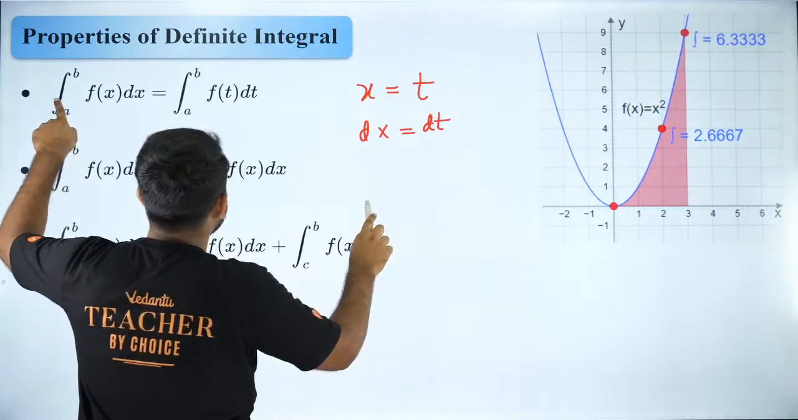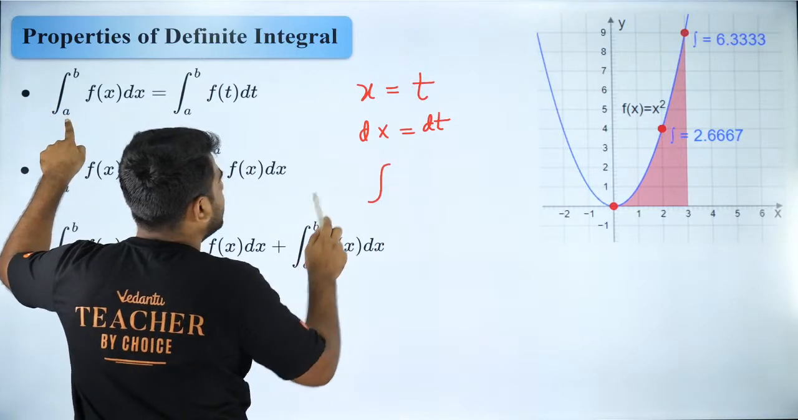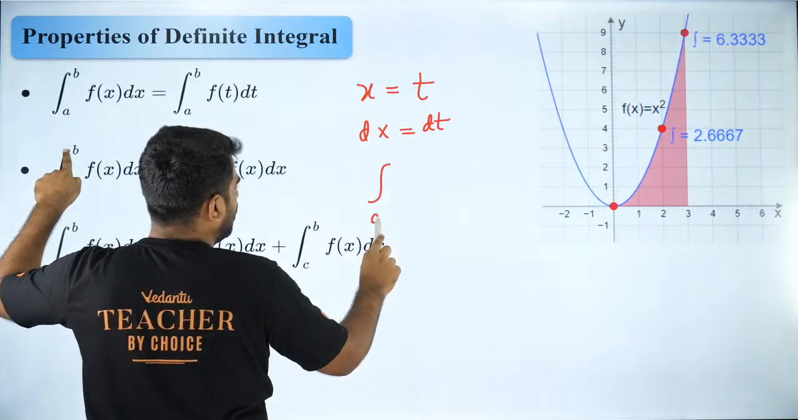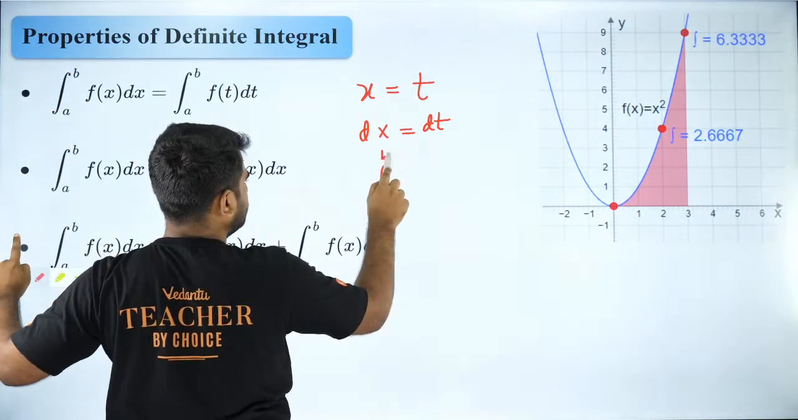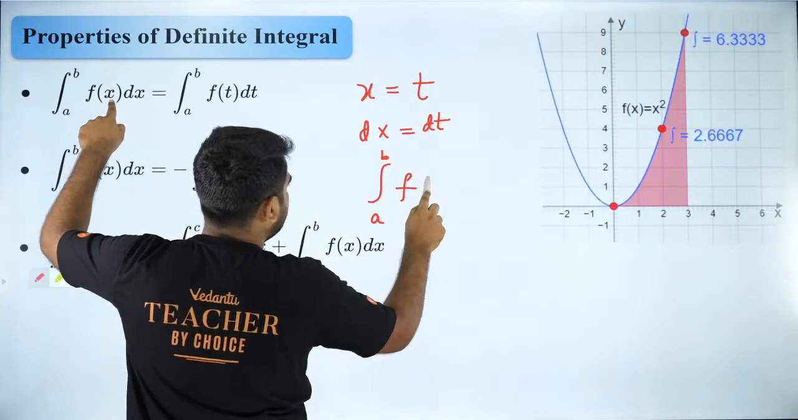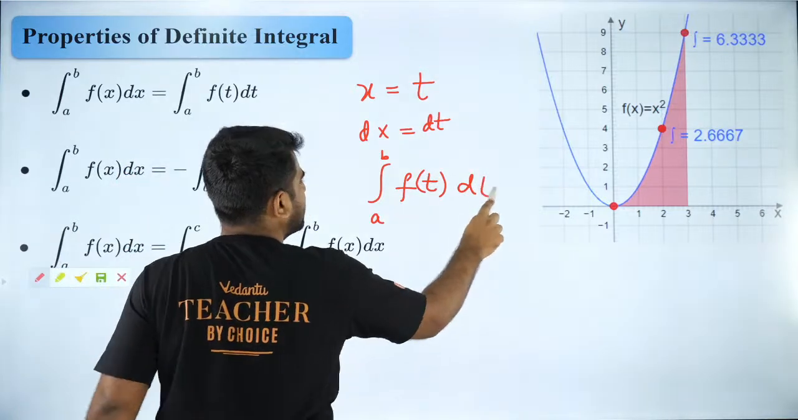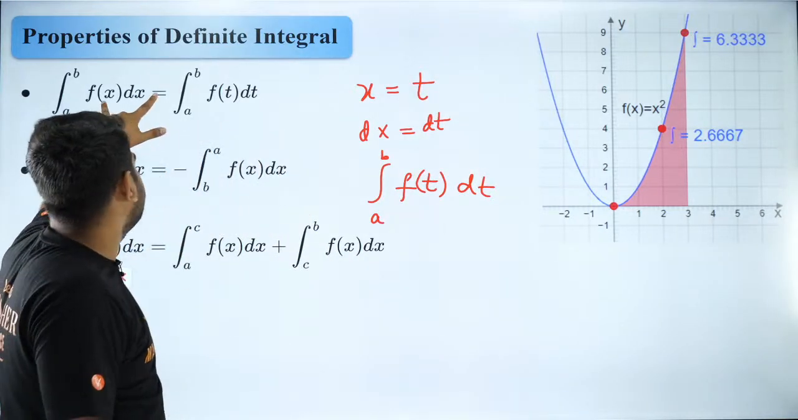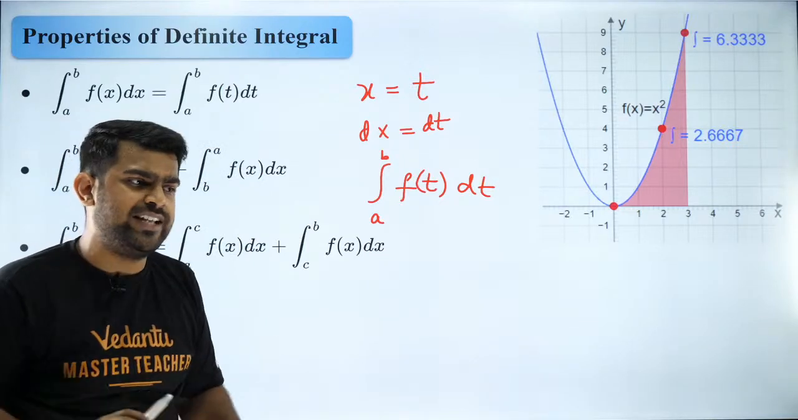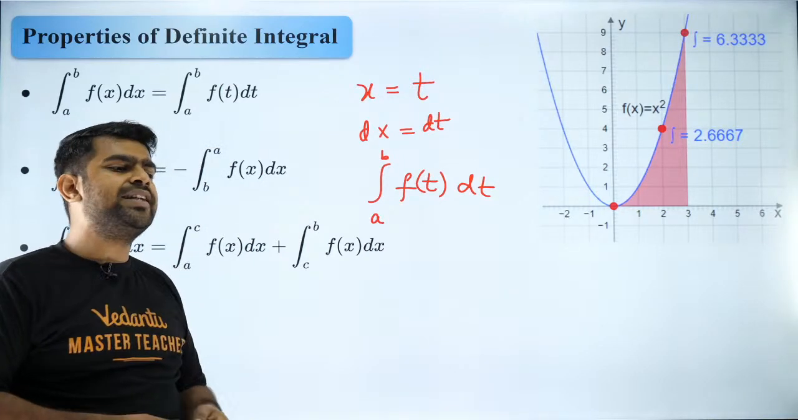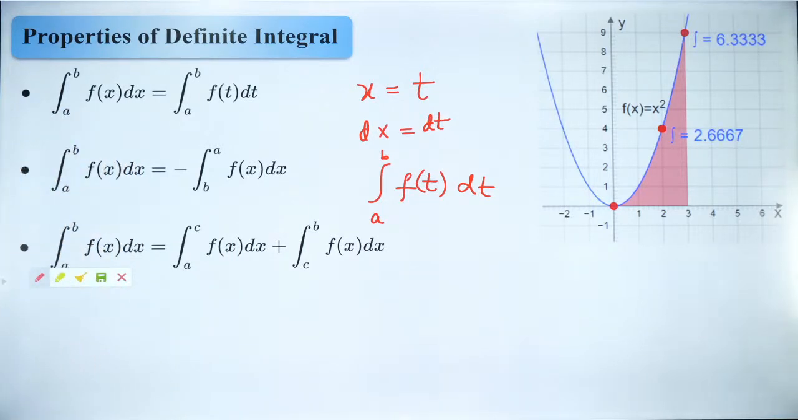So what will the first integral change as? Lower limit is a, so a equal to t. Upper limit is b, so b is equal to t. F of x will now become f of t and dx will become dt. So if I just change the variable from x to t, there is literally no change. Are you guys able to understand that?